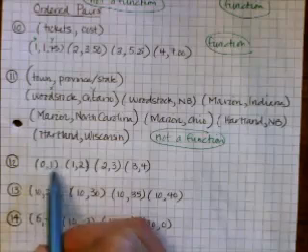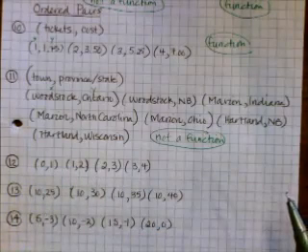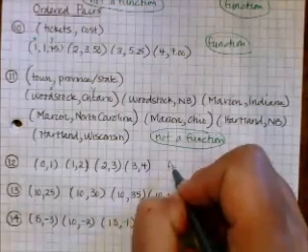Does it repeat? No. 0, 1, 2, 3. So that means that each x has only one y. Now look at this one. So this one is a function.